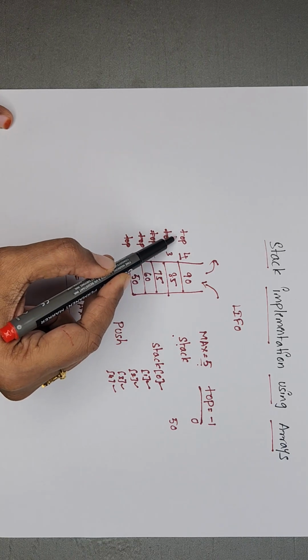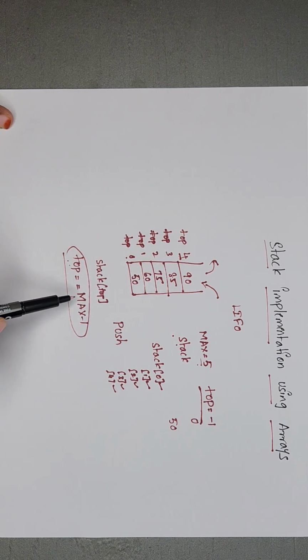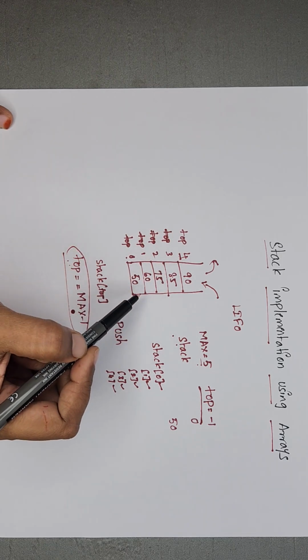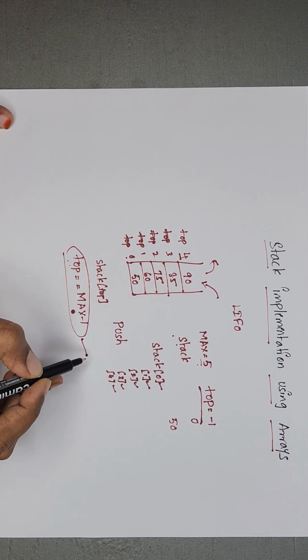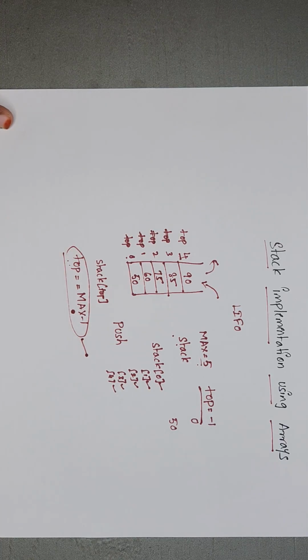This index I assigned to top. So always we have to check where top is. If at all top is in the maximum minus one position, it means that the stack is filled with all the elements. Now the stack is full. If top equals maximum minus 1, you cannot insert the elements. Otherwise we can insert the element.